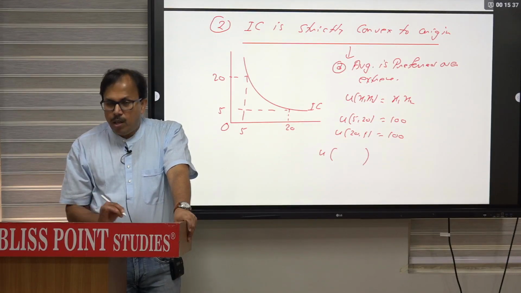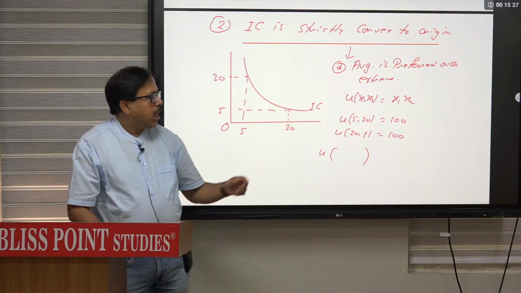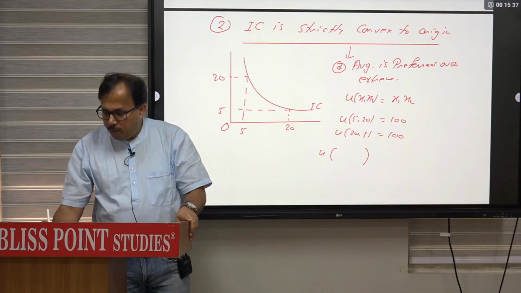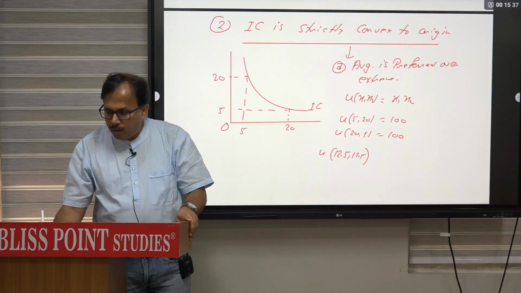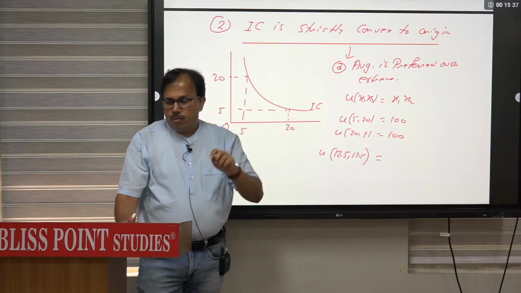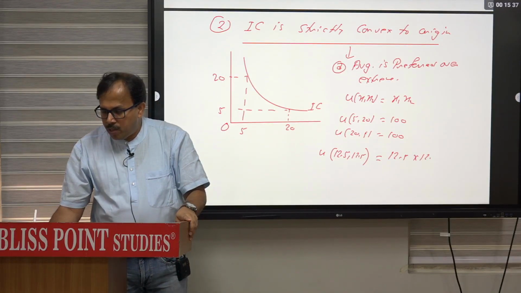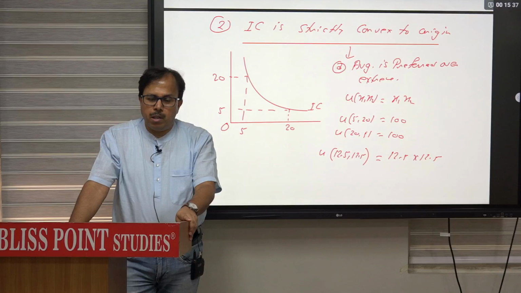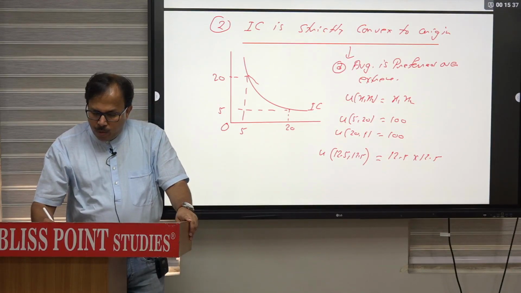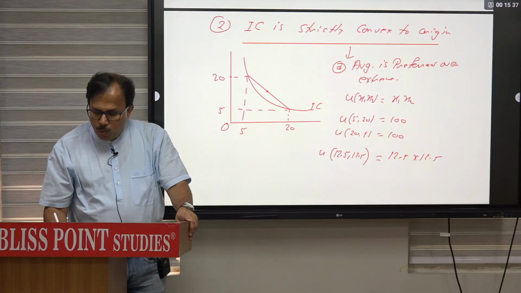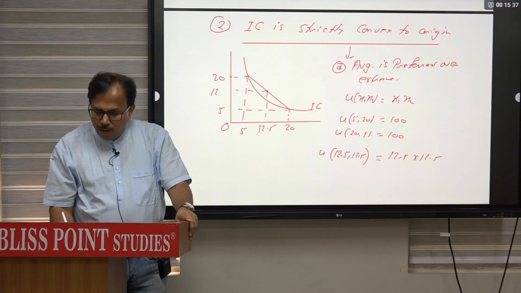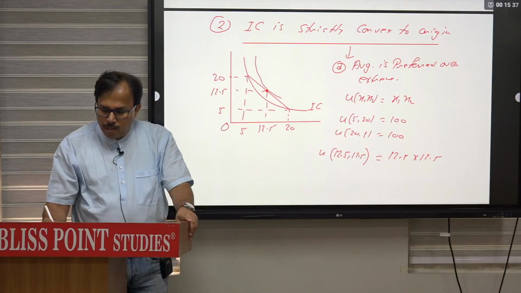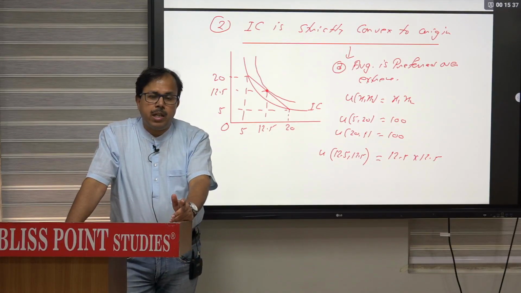Now what is the utility of the average bundle? What is the average of these two bundles? The average of 5 and 20 is 12.5, the average of 20 and 5 is 12.5. So the average commodity bundle will be 12.5 comma 12.5. Now if you substitute these numbers in the same function, then utility will be 12.5 into 12.5, which is more than 100. So the average bundle gives a higher utility as compared to the extreme bundle. If you connect these two extremes and take the average, which is 12.5 and 12.5, then that bundle will not be on the same indifference curve because it gives higher utility. So it must be on a higher indifference curve. In that sense, we say average preferred over extreme.